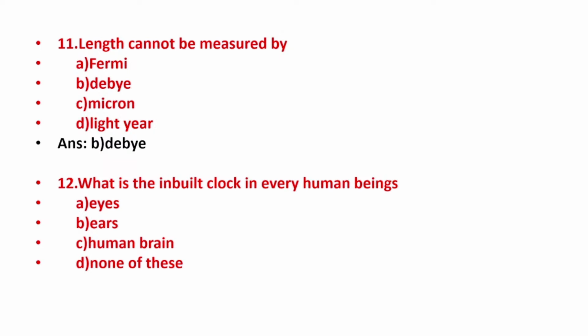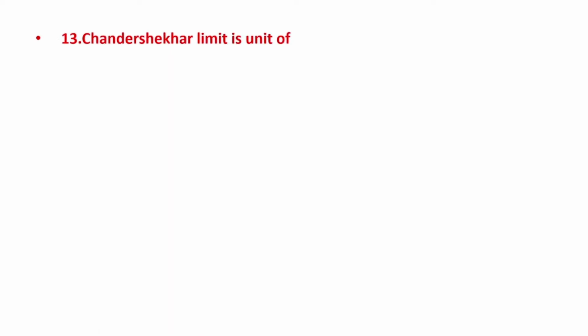If you think that tomorrow you have to wake up at 3 a.m. or 4 a.m., thinking the same thing, and if you sleep, automatically without any alarm you will wake up. So our brain acts as an inbuilt clock. It sets the alarm time correctly, based on our thinking. So that is an inbuilt clock: the human brain.